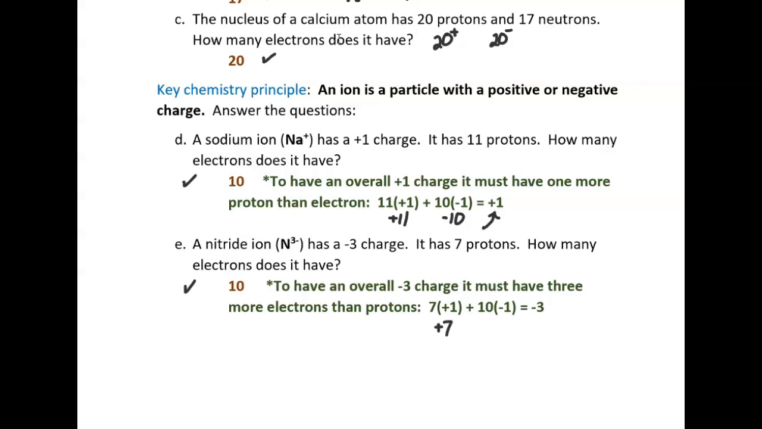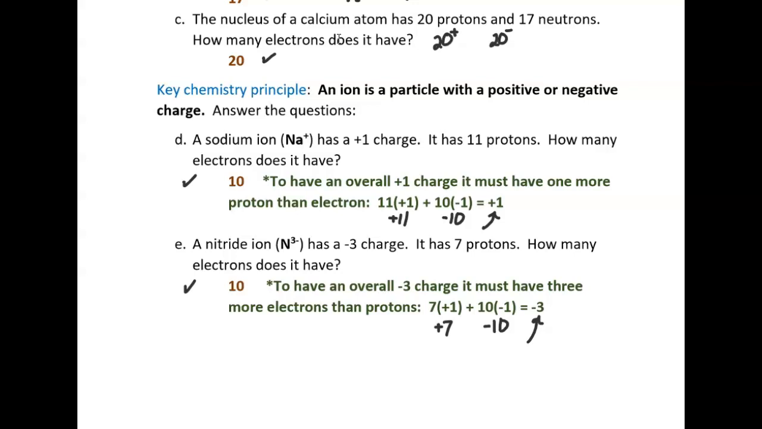If there were 10 electrons, and each electron has a negative 1 charge, then the total negative charge around the nucleus is negative 10. The sum of these two numbers is a negative 3 overall charge.